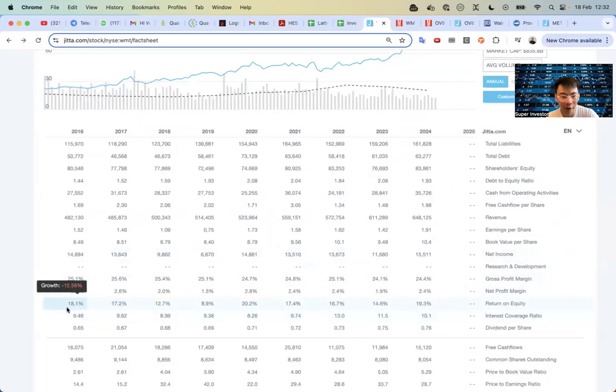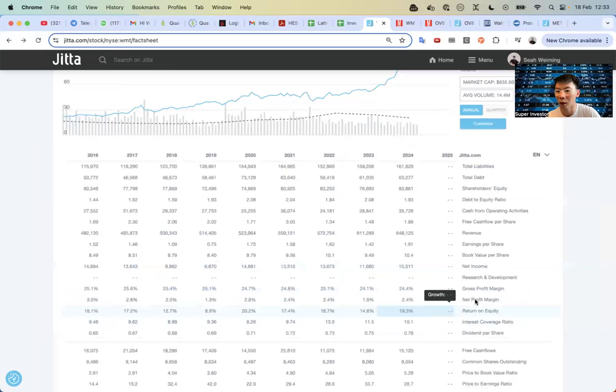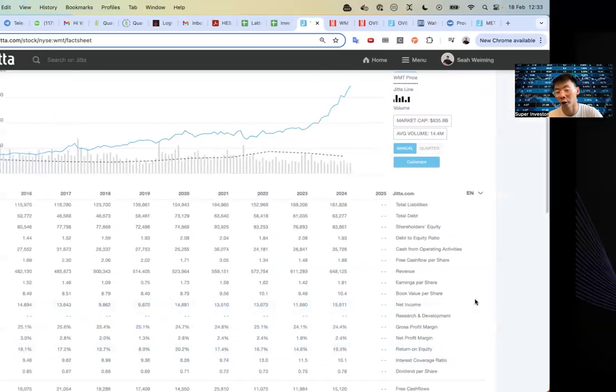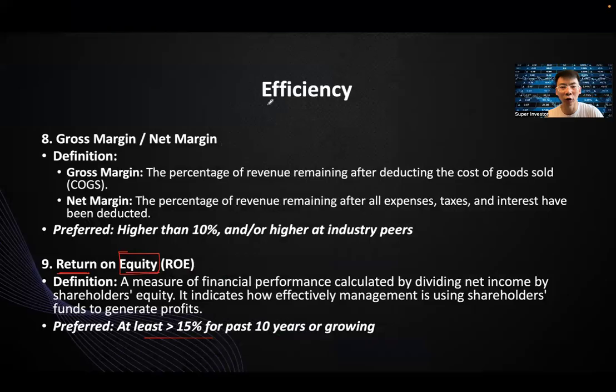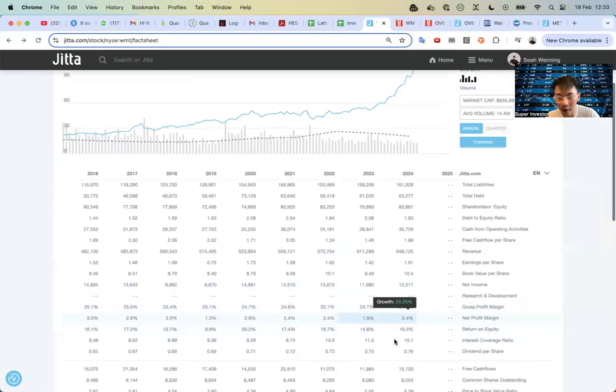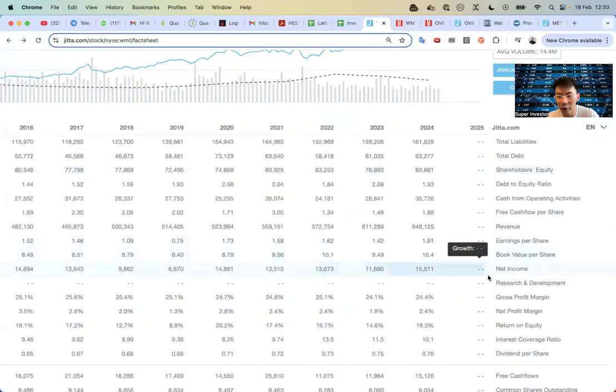Pretty good as well. And for the past 10 years, it's been more than 15% most of the time, except for 3 years, but even then, it's not too far. Except for 2019, when we know that they didn't make as much. But you can see it is pretty good at generating money using the money that they are holding on to. So this is efficiency. Again, compare across the industry, but right here I put at least 15% for the past 10 years, and or growing. If it's growing, it's even better. Any of them growing? Let's take a look. Okay, so return on equity is decent, it's flat.